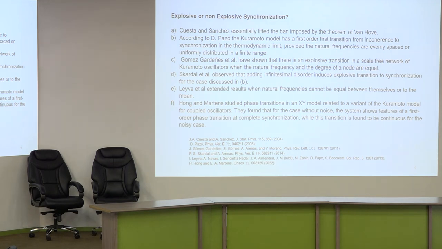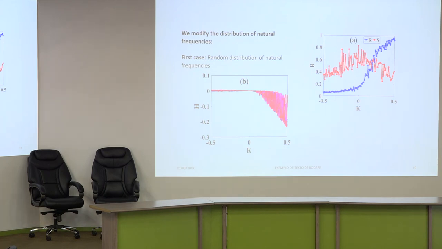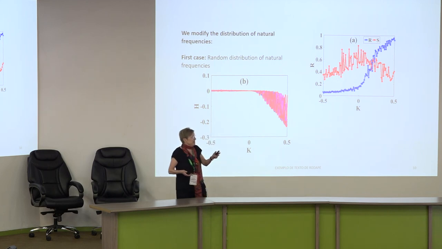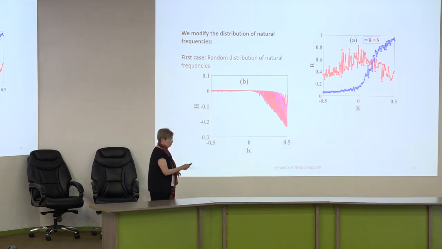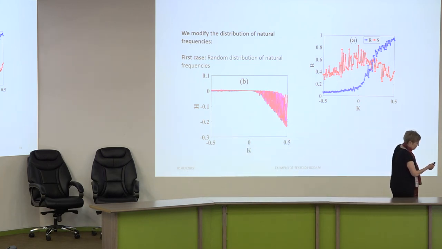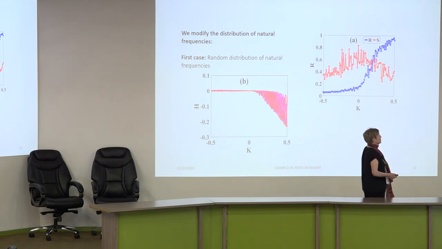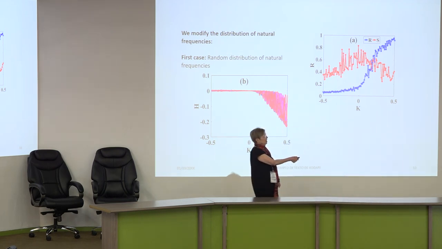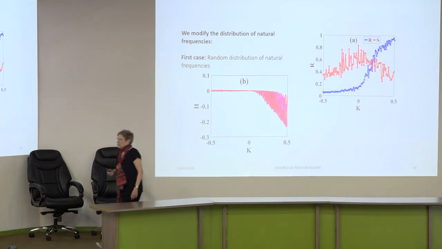So then we decided to look at what is really happening in our case, and we looked at three cases, essentially. We took the distribution of natural frequencies, and we looked at the random case, in which we found, as you can see, the order parameter of Kuramoto, this blue one, goes to one, but it certainly is not a first order phase transition, and the transition, when you look at the energy, is as you see here.